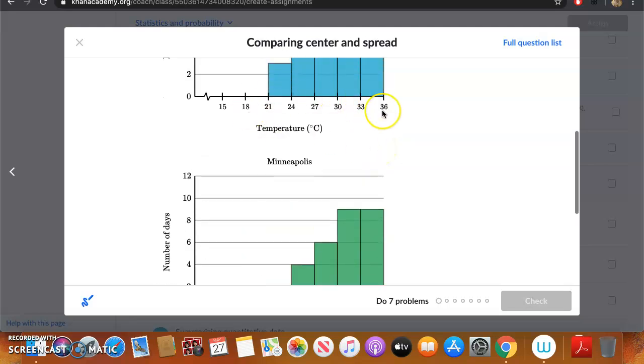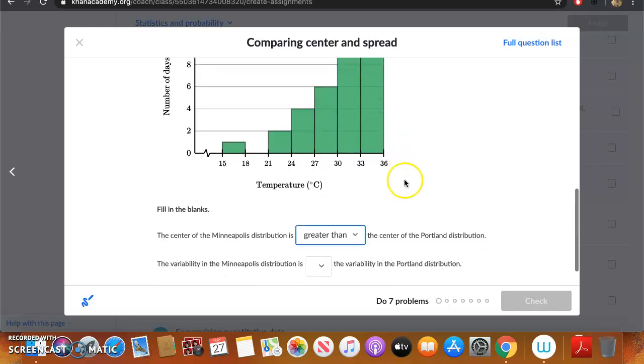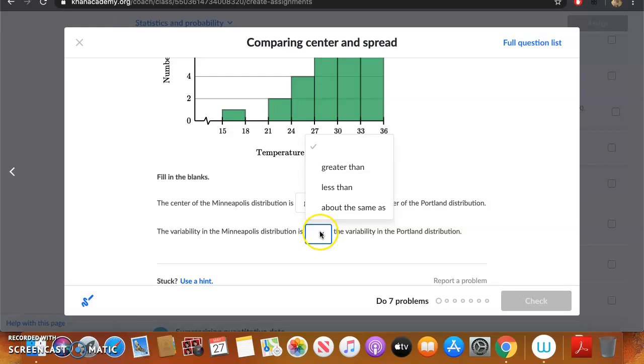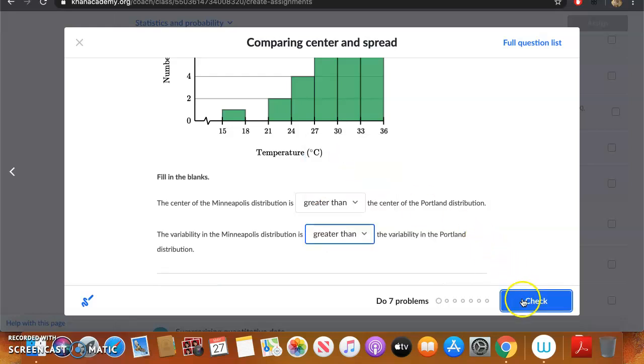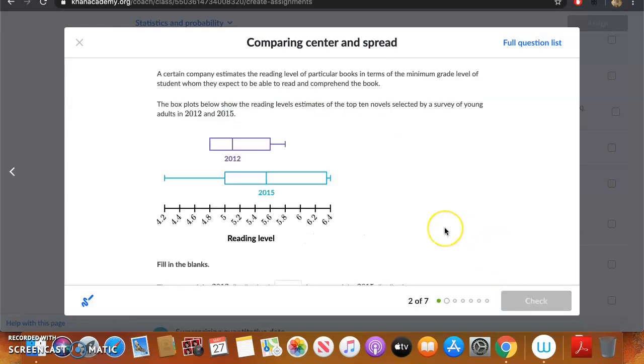Yeah, it's 21 to 36, which is about 15. So definitely it looks like the Minneapolis distribution is greater in this case than the variability in Portland. Okay, let's take a look at another one.